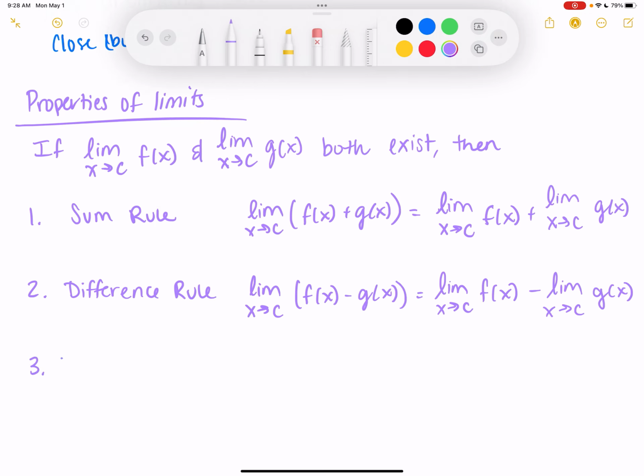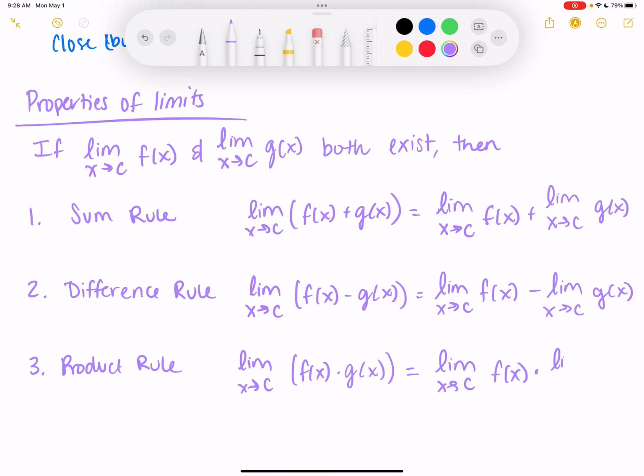Next, we have the product rule, which is that the limit as x approaches c of f of x times g of x is equal to the limit as x approaches c of f of x times the limit as x approaches c of g of x. So maybe no surprise that when things are being added, subtracted, or multiplied, we can just split them. And it's just the limit of each one individually and then their respective sign.